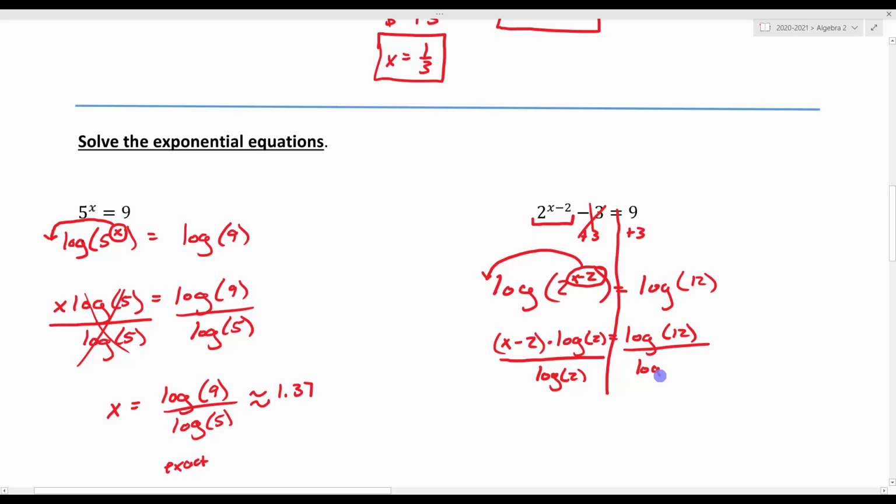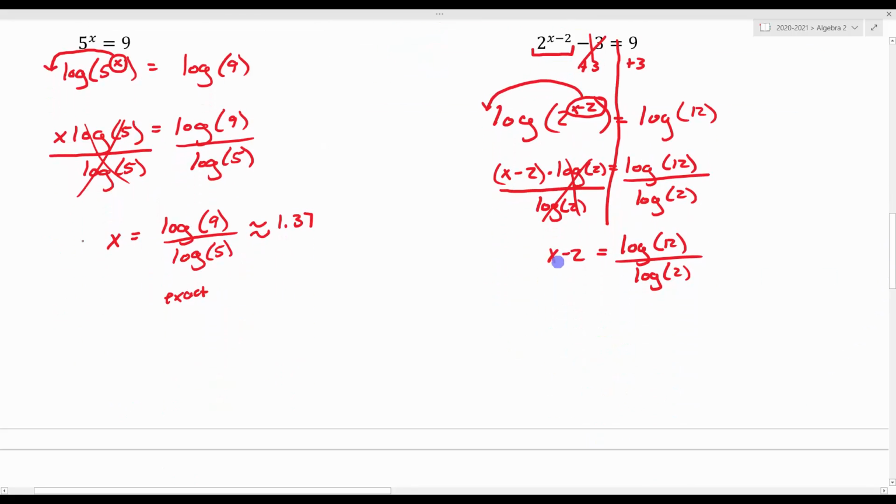I'm going to do that on both sides. So the log 2's cancel, and we get x minus 2 equals the log of 12 over the log of 2. You'll notice that I lost the parentheses on the x minus 2 here. I don't need them because I'm not multiplying that expression by anything anymore. Once I move the log over, the parentheses became unnecessary.